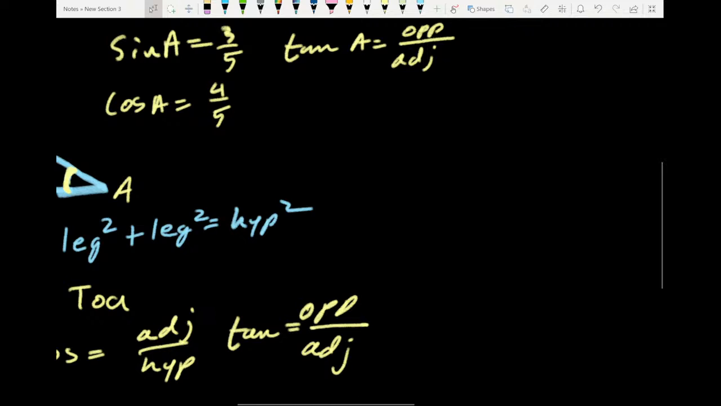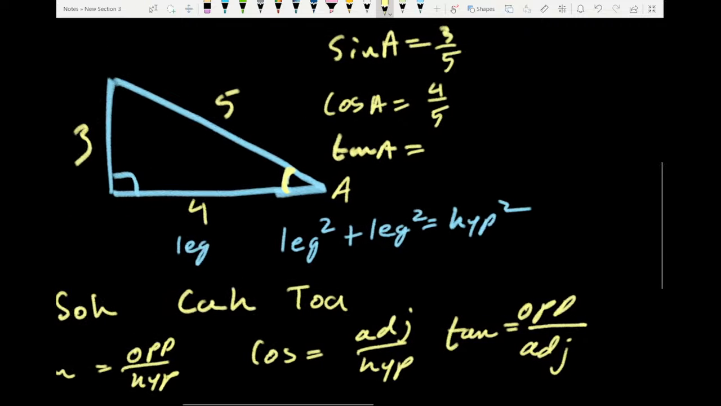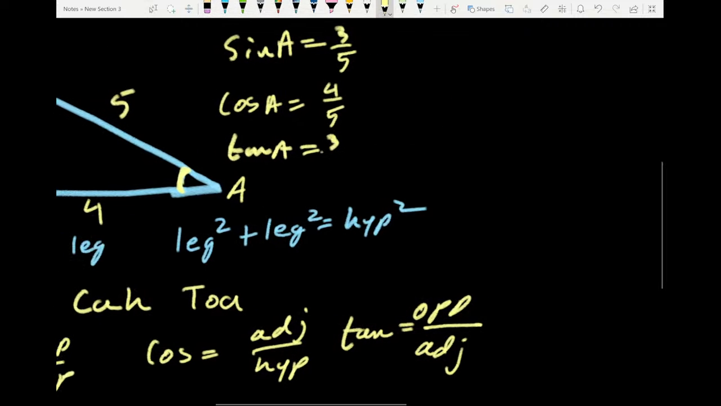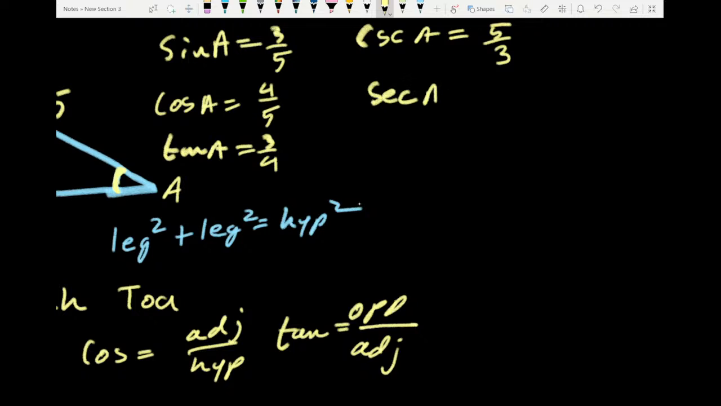Now out of this, let me write tangent right over here. Tangent A would be 3 over 4, opposite over adjacent. So what about the reciprocals of them? Cosecant A would be 5 over 3, secant A would be 5 over 4, and cotangent A would be 4 over 3. So these are so far easy stuff.